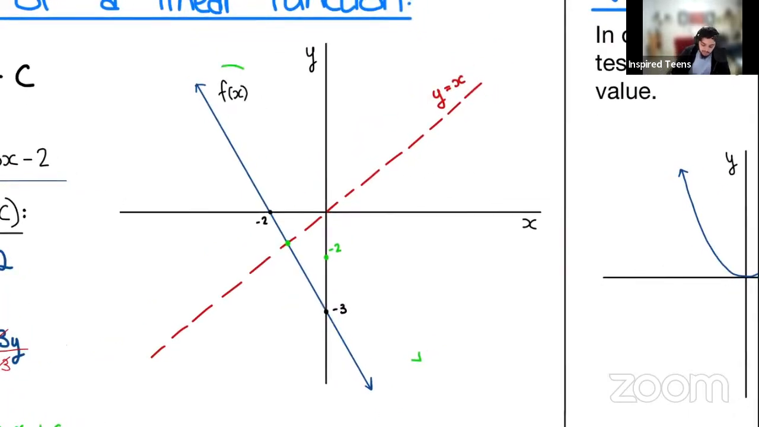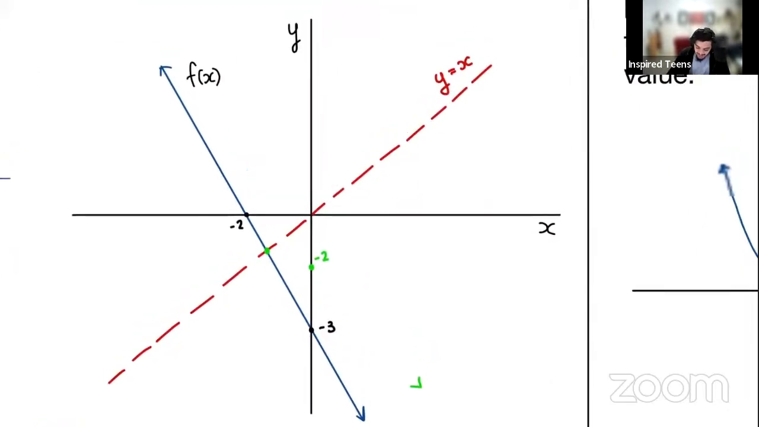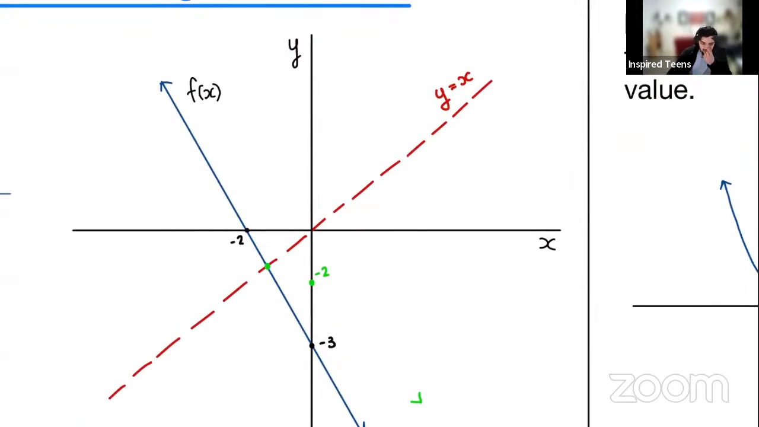Then if I look at the regular function, the blue graph, its y-intercept is -3. Since the regular function's y-intercept is -3, the inverse's x-intercept should be -3. It might be a little bit confusing, but you'll get used to it really quickly. So it flips: the x-intercept of the regular function becomes the y-intercept of the inverse, and the y-intercept of the regular function becomes the x-intercept of the inverse. It needs to pass through all of this.